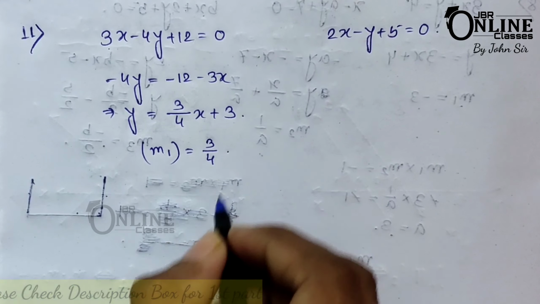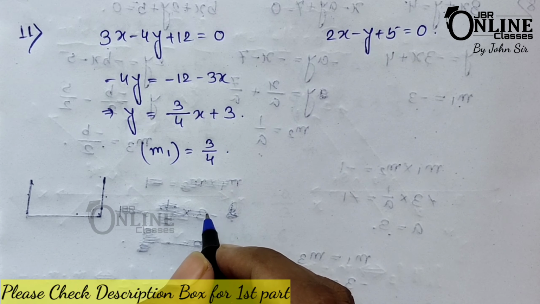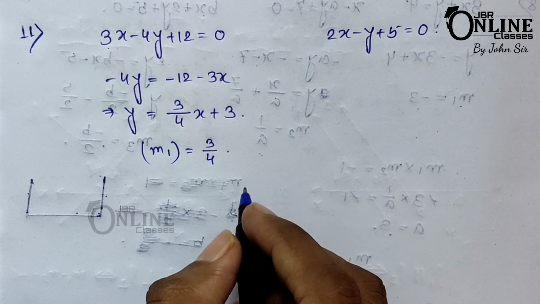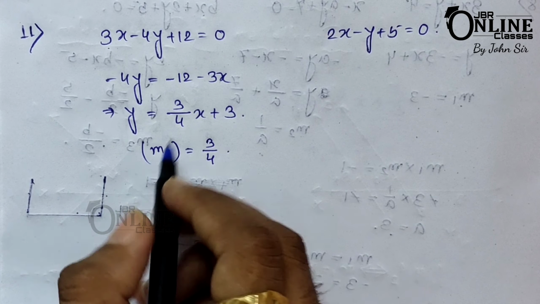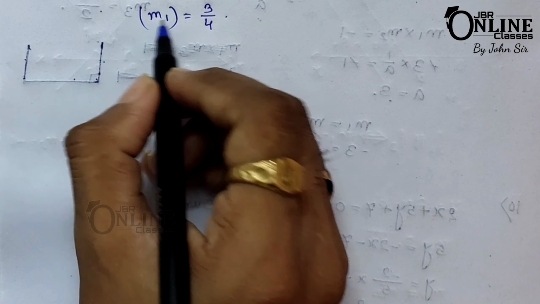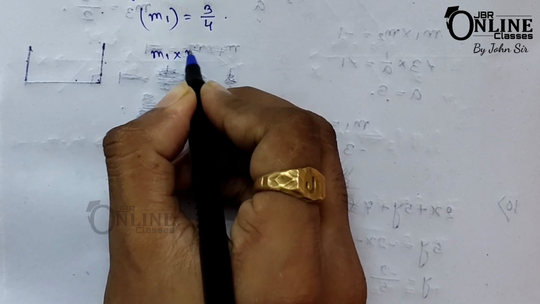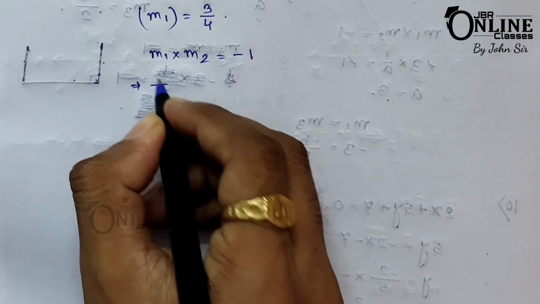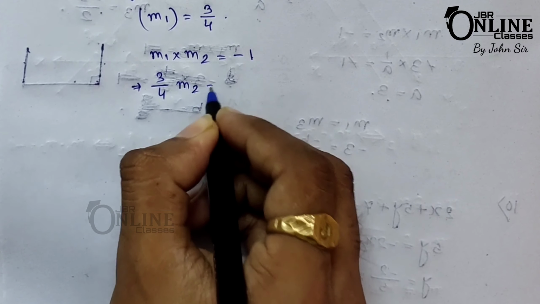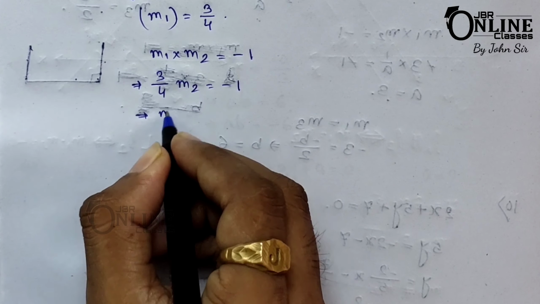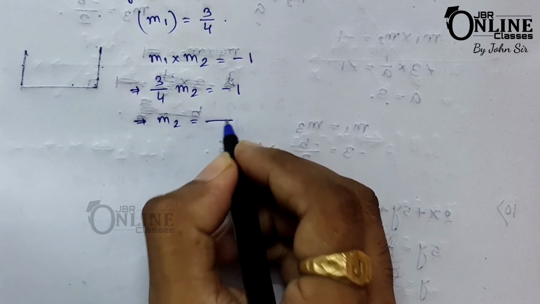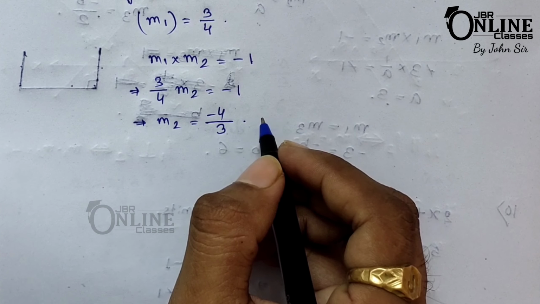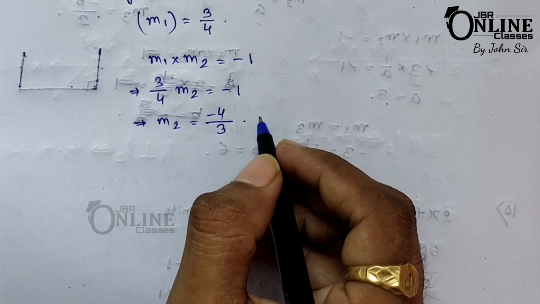Now let the slope of the line perpendicular to the given line be m2. If these two lines are perpendicular, then m1 into m2 equals minus 1. Now if m1 equals 3 by 4, then m2 equals minus 4 by 3. That means m2 is the slope of the second line.